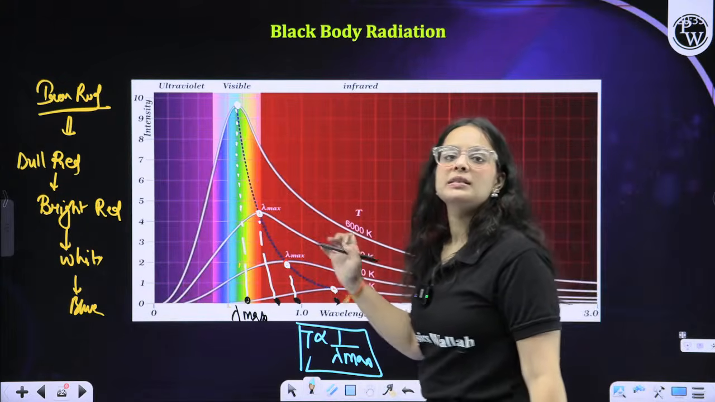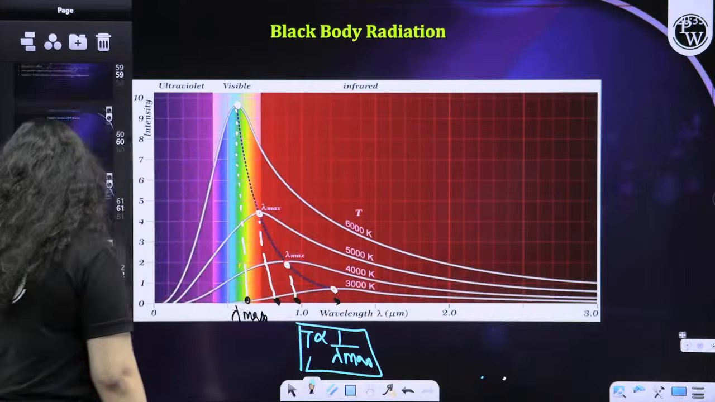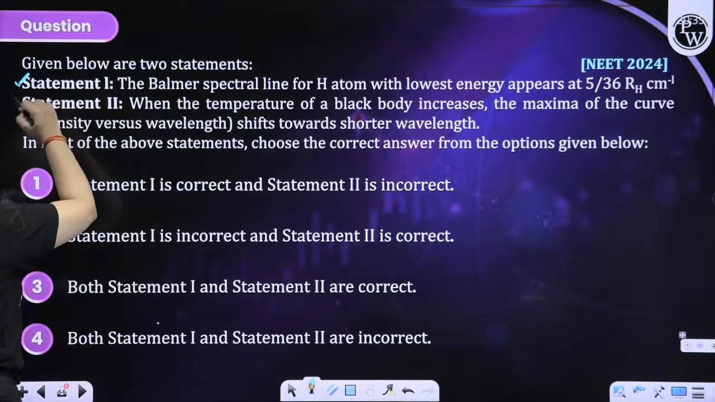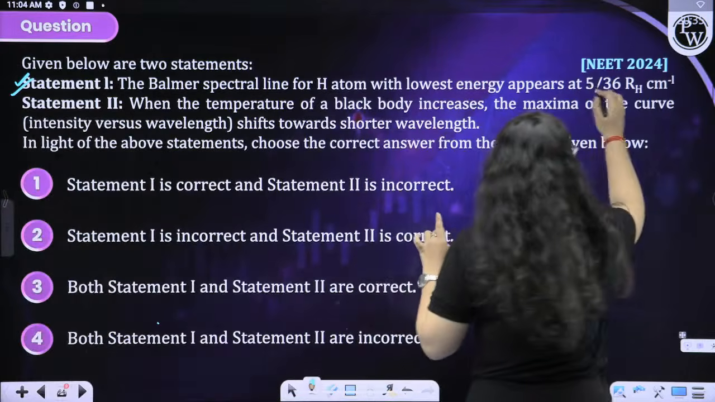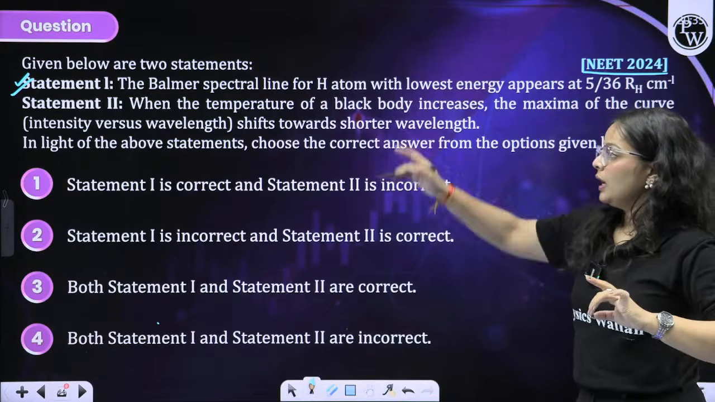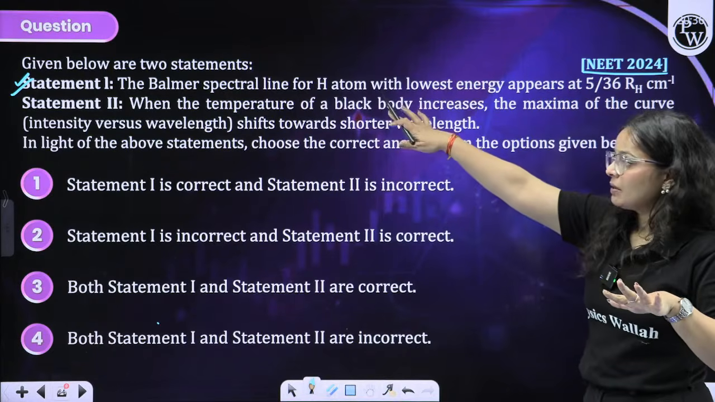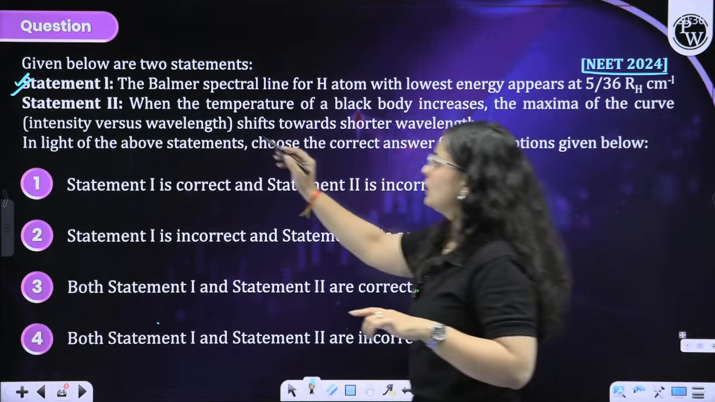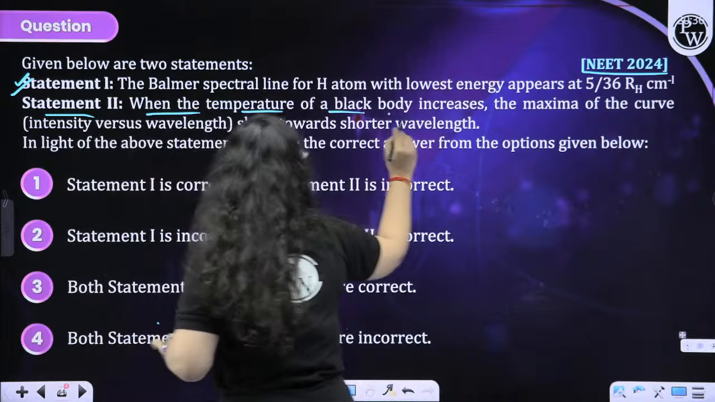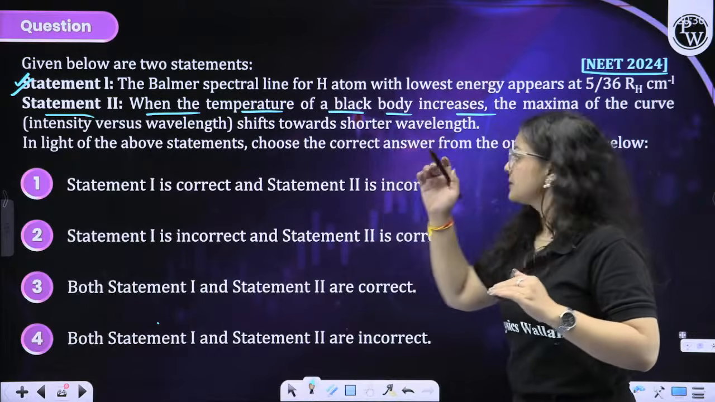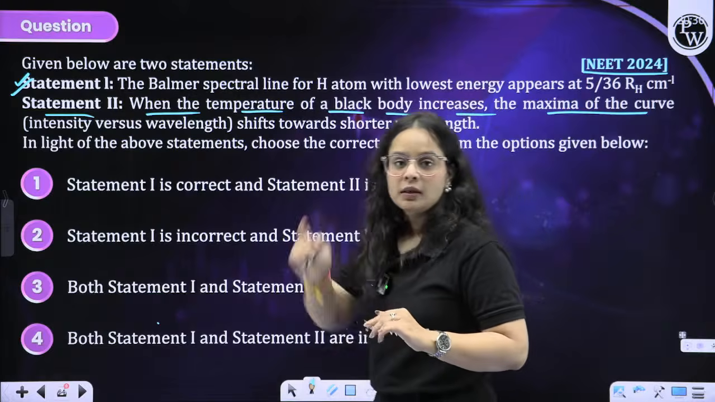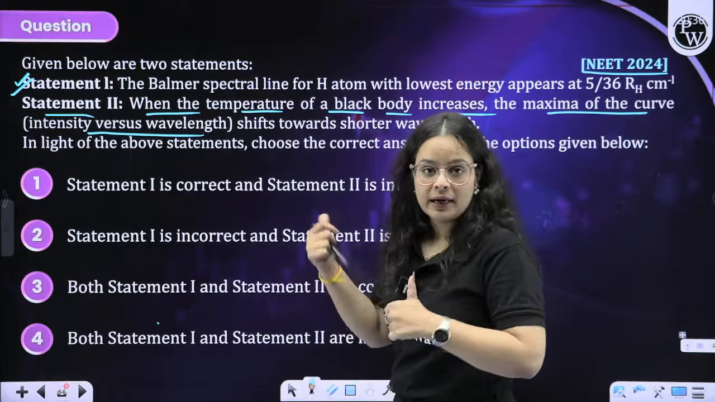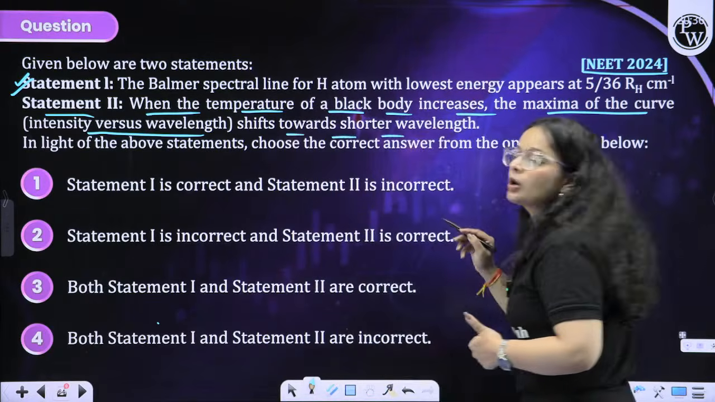This concept was there in your NEET examination. Let me show you. This is the question, have a look. Although this is a statement question from your NEET 2024 examination, I will not discuss the first statement right now because we have not covered the topic yet. But just have a look at statement number two. When the temperature of a black body increases, the maxima of the intensity versus wavelength curve, the peak point, shifts towards the shorter wavelength.